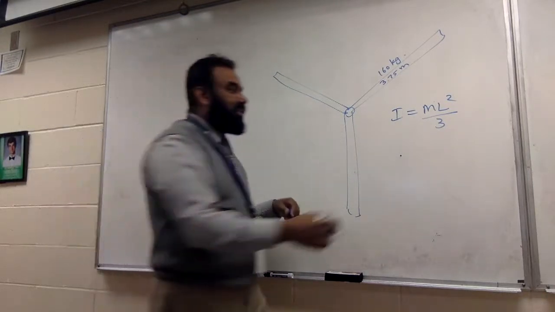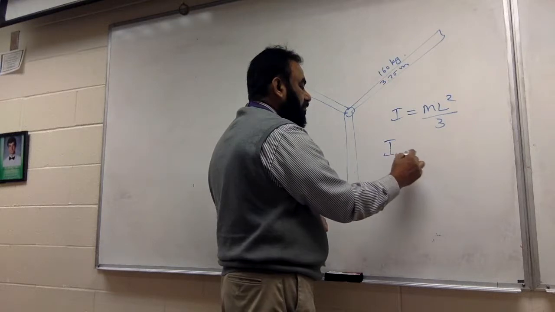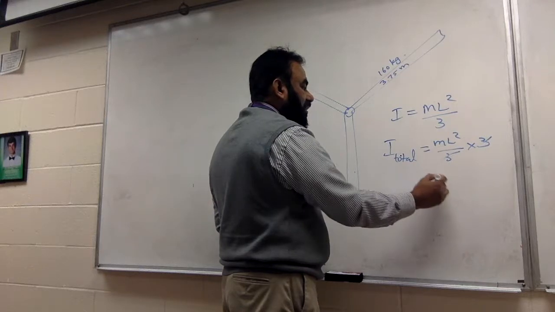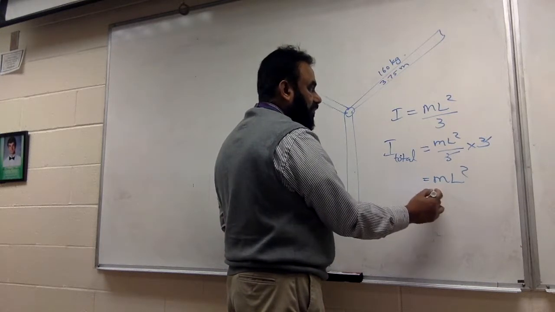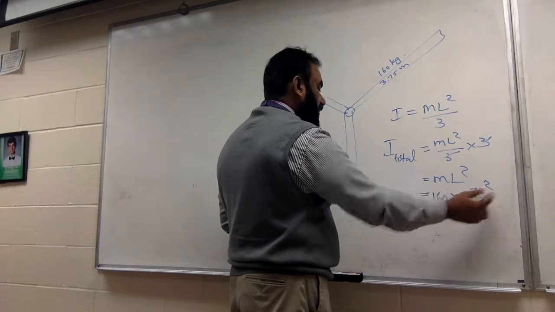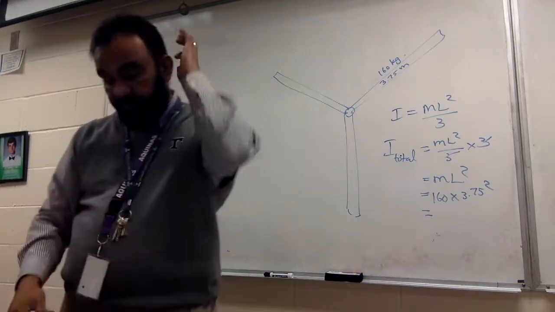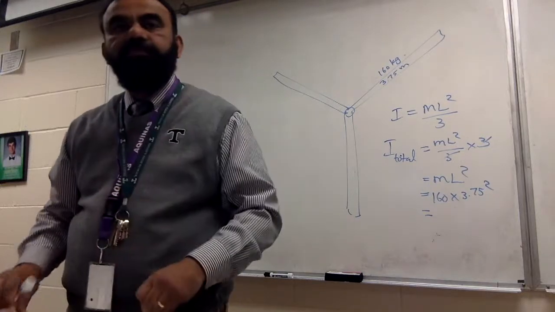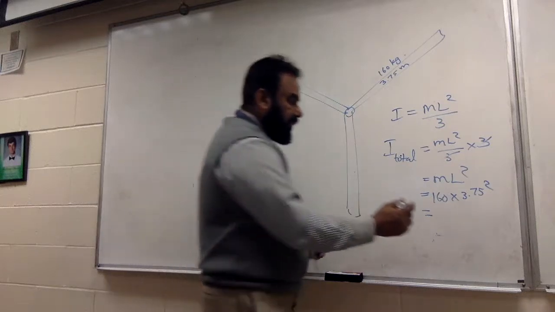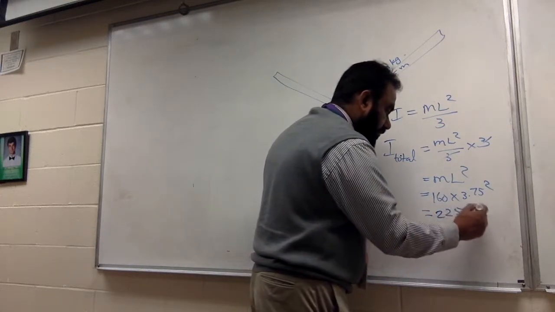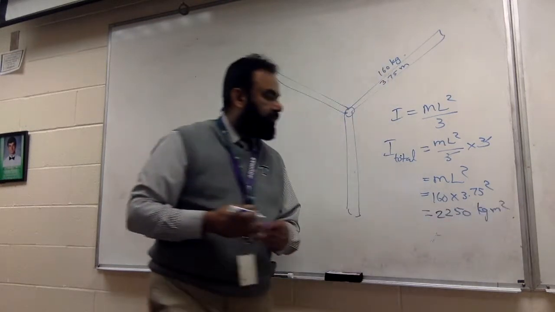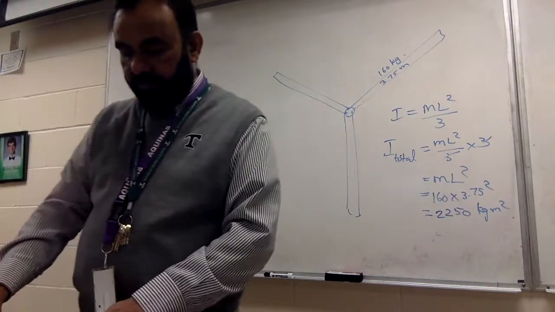So the total moment of inertia is ml square over 3 times 3. So that is ml square, substitute: 160 times 3.75 squared. And that's the moment of inertia. How much? 2250 kilogram meter square.